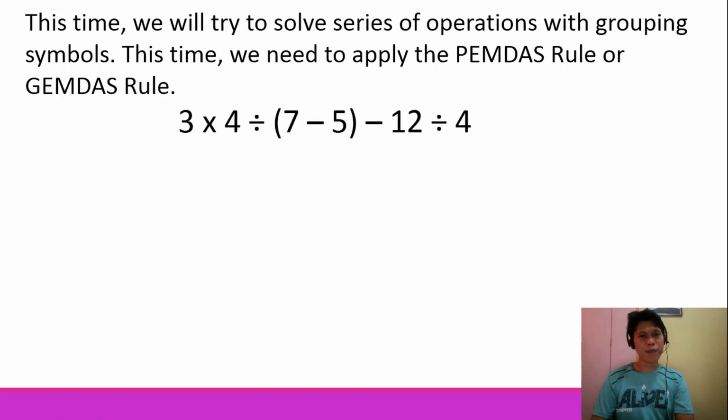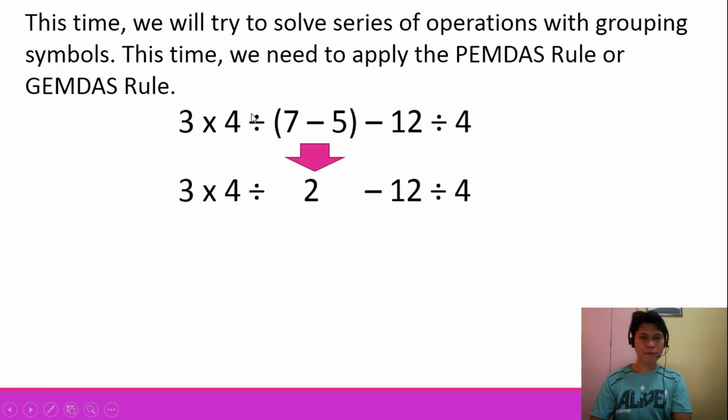Okay. This time we have an example: 3 times 4 divided by the quantity 7 minus 5. So we can read this one as quantity minus 12 divided by 4. So by applying the PEMDAS or the GEMDAS, we need to perform this first because they are enclosed with the grouping symbols which are parentheses. 7 minus 5 is 2, and then copy the rest of the numbers and the symbols.